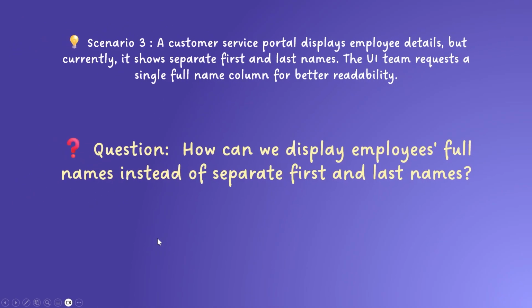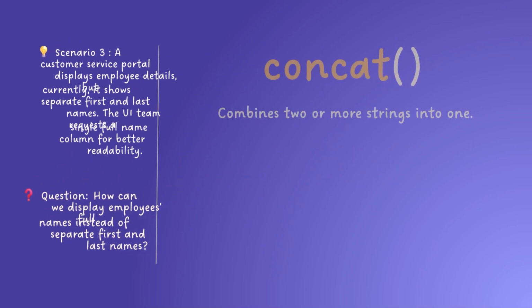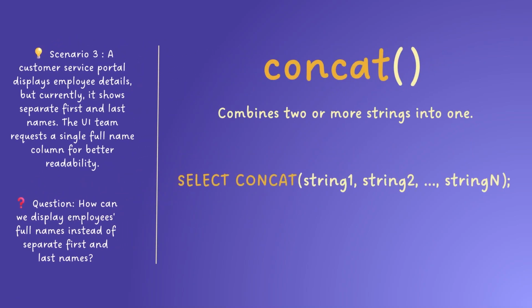So the way you do it is by using another function that's called concat. Concat, what it really does, it concatenates two or more strings into one. And the syntax is pretty simple. You use the concat keyword, then inside the parentheses, you write the columns you want to concatenate. Here, string 1, string 2 actually means your columns.